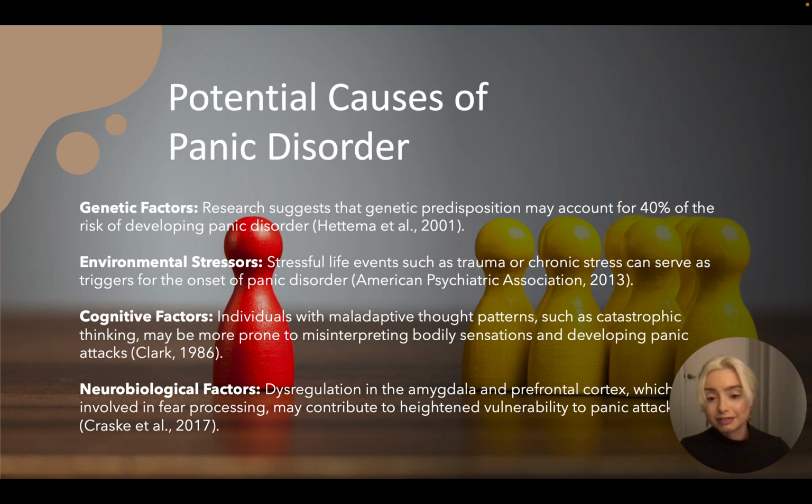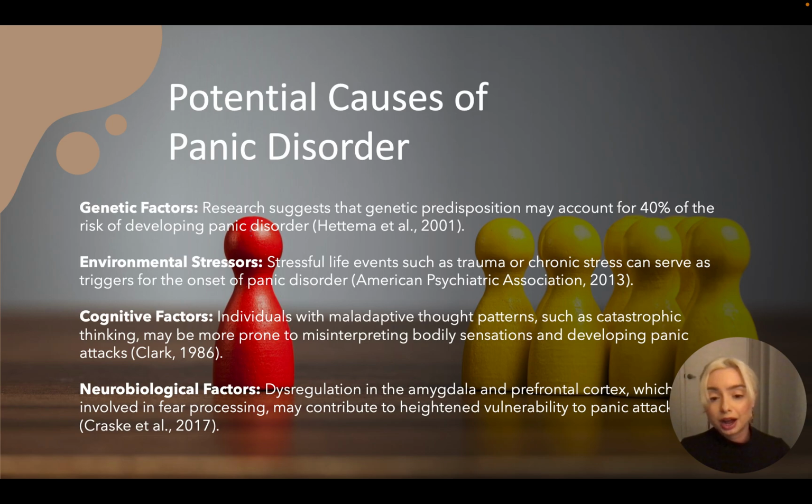Stressful life events, PTSD, traumatic events, chronic stress, even chronic illness can serve as triggers for the onset of panic disorders, truly at any age in one's life.